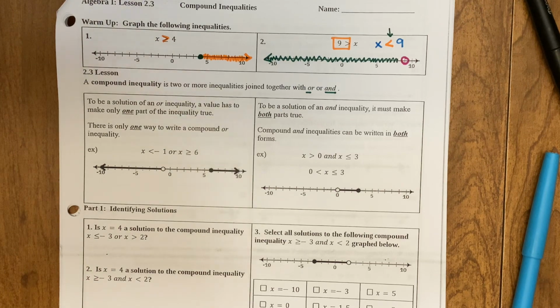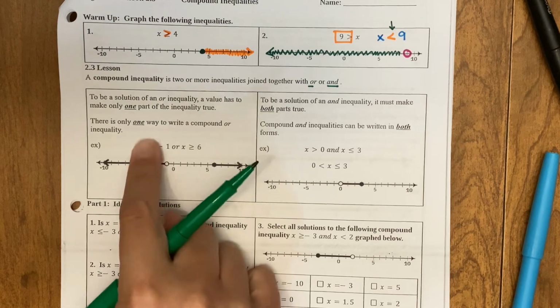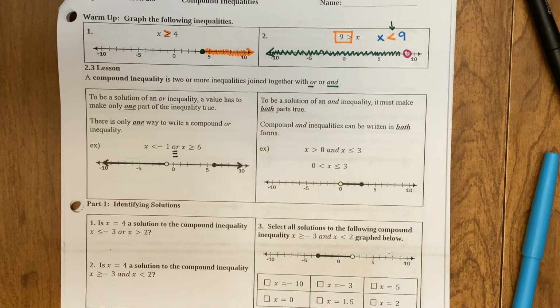So here are some key concepts that we need to look at. It says, to be a solution of an "or" inequality, a value has to make only one part of the inequality true. There's only one way to write this compound "or" inequality. So here's how we can write this. It has to have the word "or." If you don't put the word "or," then I have no idea what you're talking about. So the word "or" has to be in there.